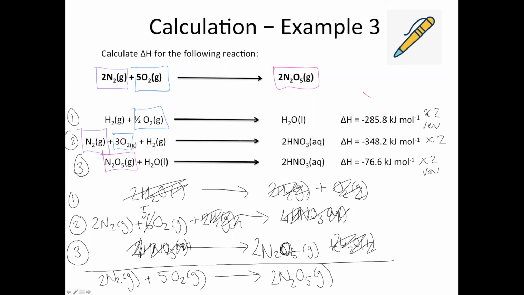Now we know we've manipulated all the equations properly, we can then manipulate the energies. For reaction 1, that's going to become positive, 285.8 times 2, so positive 571.6. Then the middle one we just need to multiply by 2, so that's still going to be negative, 348.2 times 2, 696.4. And the last one we reversed to become positive, and we're also multiplying by 2, so that becomes 153.2.